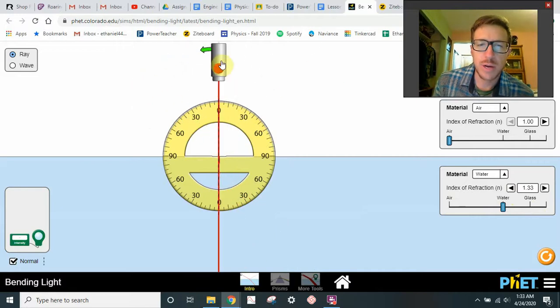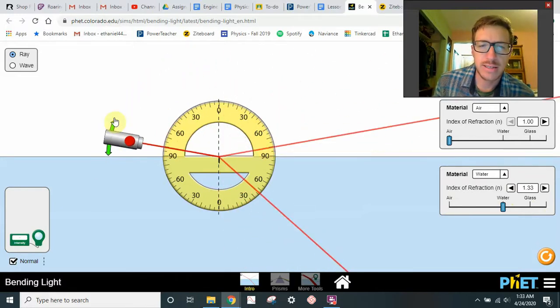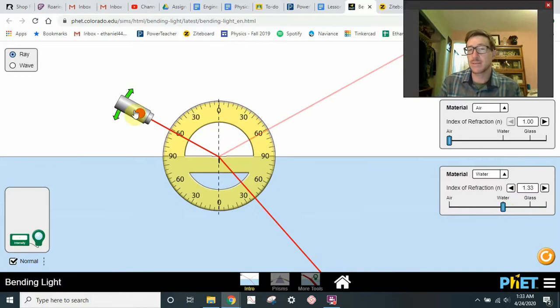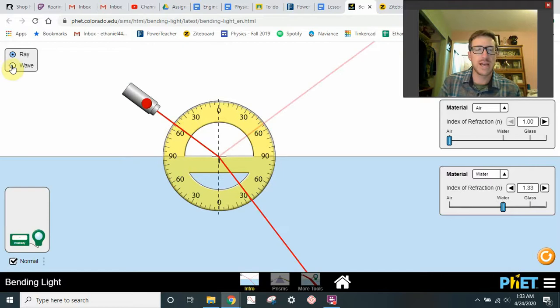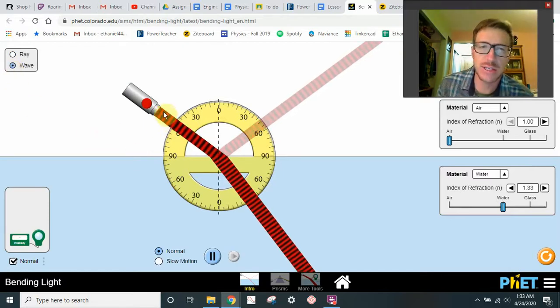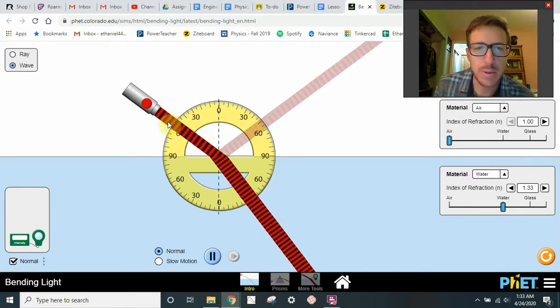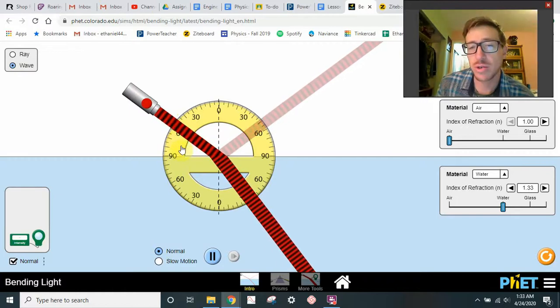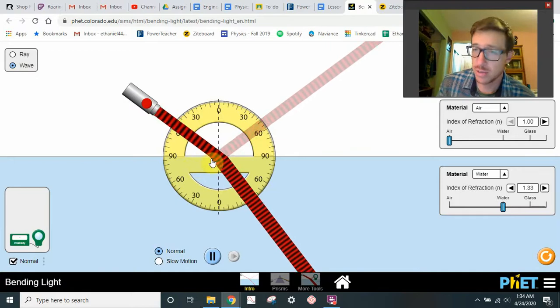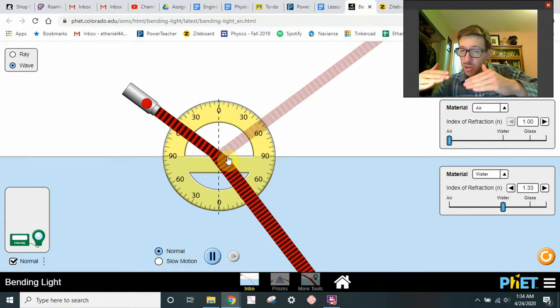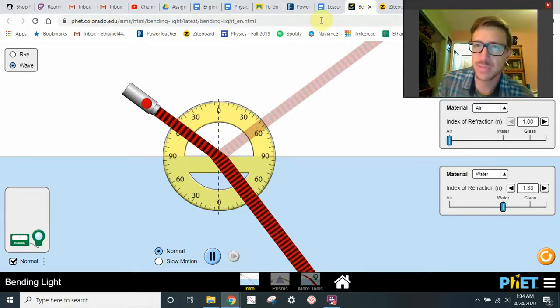So that's pretty straightforward. We'll notice that, as long as it's coming in at this angle, it's bending to the right, and that's because it's slowing down. If we look at this as a wave, kind of from above, the red parts represent the peaks and the black parts represent the troughs of that wave. As it's coming in, this lower side of the light wave is slowing down first. And because it's slowing down first, and the other side is going faster, that causes it to turn in this direction.